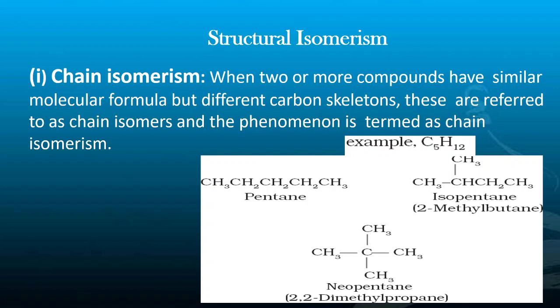Then in the case of structural isomerism, what happens? The molecular formula remains the same, but the arrangement of the carbon is different. You can see the example here. Three examples are given. In all the cases, the molecular formula is the same, that is C5H12, but the arrangement of these carbons is different. Here you see, in all the cases we have 5 carbons, but these 5 carbons are arranged in different ways. So this phenomenon is known as structural isomerism, meaning the number of carbons is the same, but the structures are different.